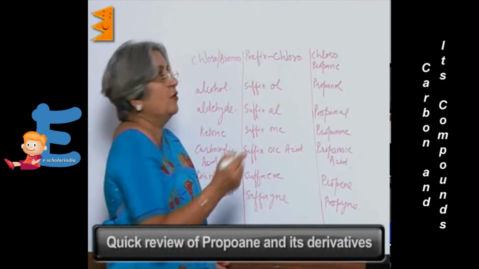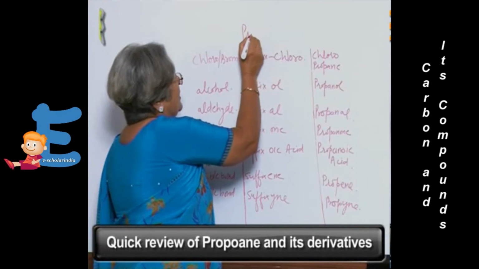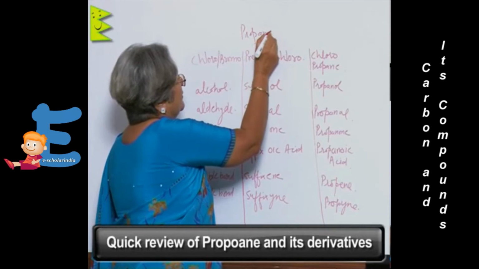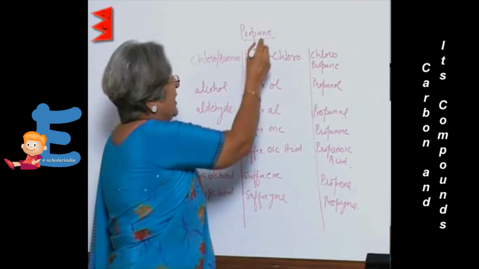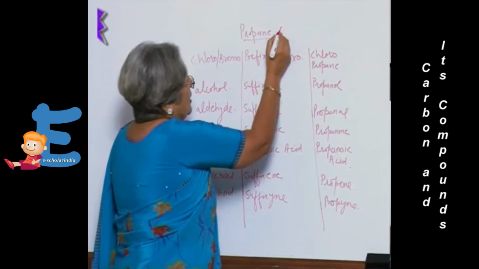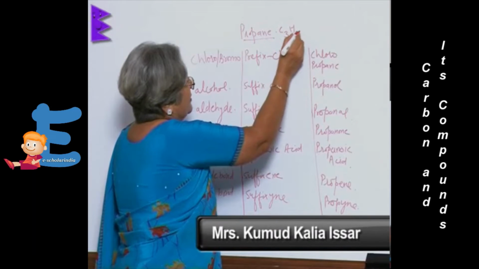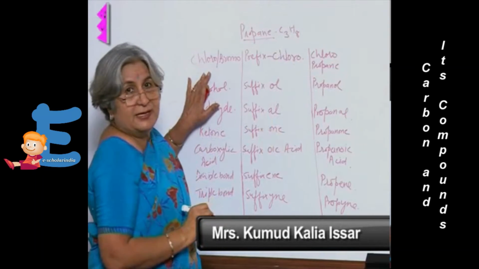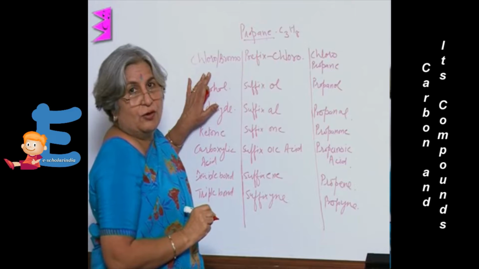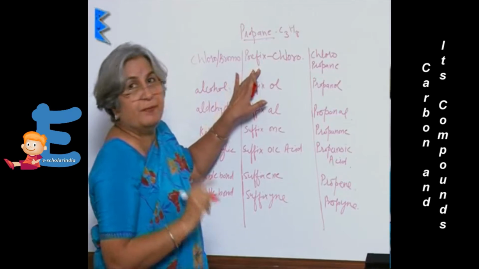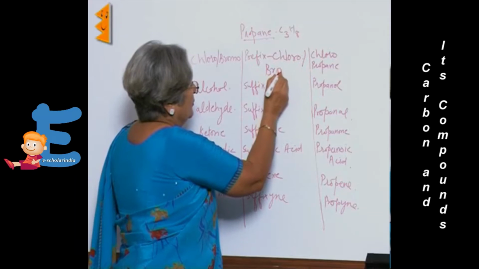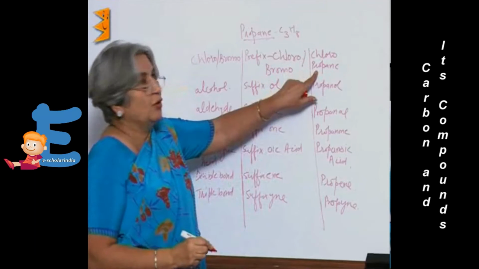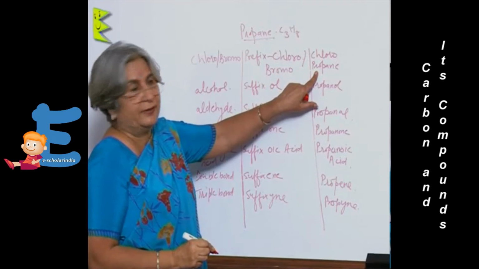So, a quick review of propane and its derivatives. When there is a single bond, the suffix is ane. The formula is C3H8. Now when it is a halogen derivative, chloro or bromo, there will be a prefix, chloro or bromo. So it will be chloropropane or bromopropane.